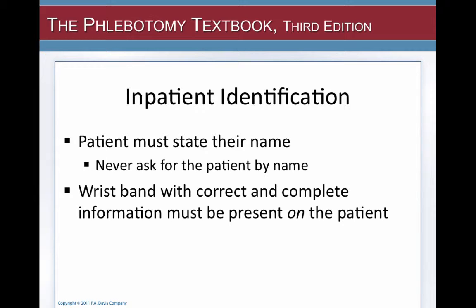Again, in cases where they are unconscious, they obviously cannot state their name, and you need to go by wristband identification. The wristband should have correct and complete information, and the wristbands must be present on the patient, meaning they shouldn't be on the bedside, on the drawers next to the patient. They should actually be on the patient's wrist, or rarely you'll find them on the patient's ankle.